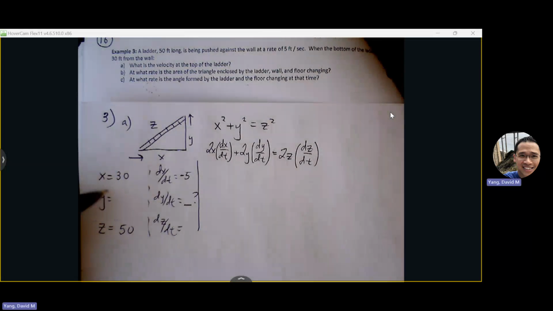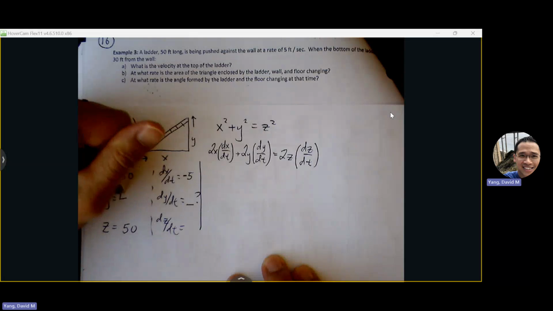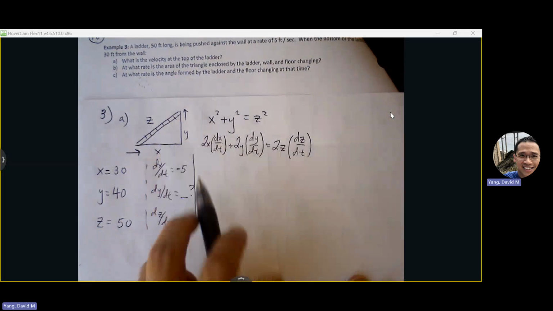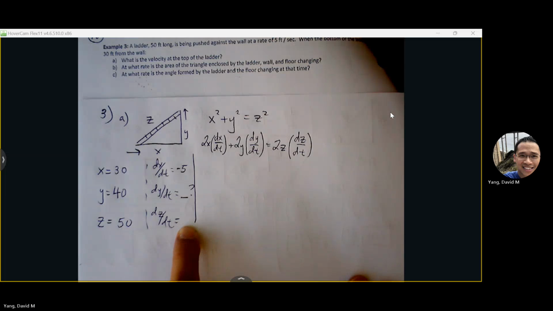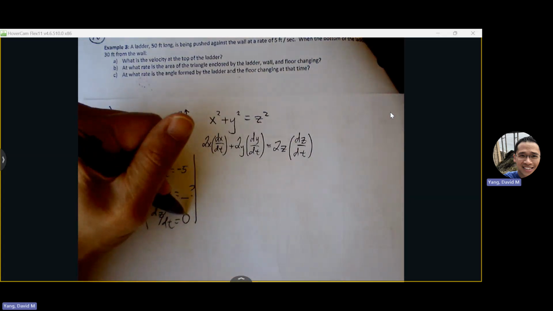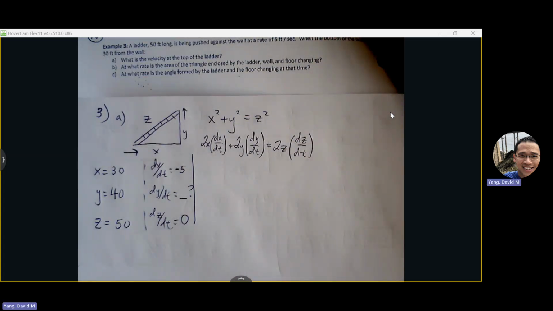Pythagorean theorem can help us find y. a squared plus b squared equals c squared. That's a variation of the 3, 4, 5 right triangle. And then dz dt, what's the rate of change of the length of the ladder? 0, right? It's going to stay 50 from the beginning to the end of the problem. So that length is never going to change. Okay, so plug all that information in.